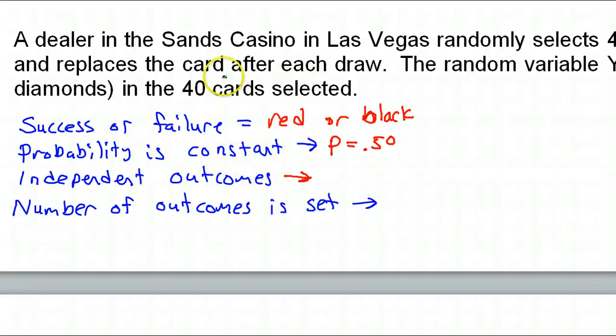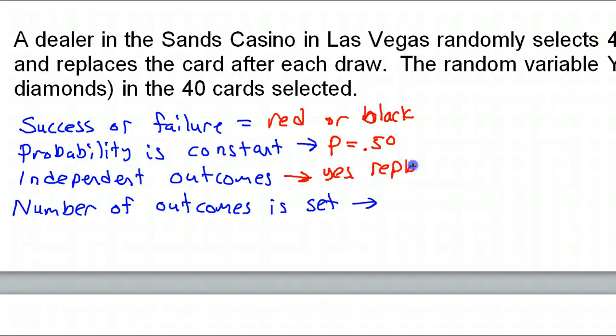If you did not replace the card, then it would not be binomial. If you just kept taking one card out and then taking another and not putting it back, then it would not be a binomial situation, because you might start off with a 50-50 chance, but if you pull out a red card, then suddenly there are fewer red cards left, so the next one will not be a 50% chance anymore. So you don't have constant probability. The outcomes are not independent. But in this case, they are.